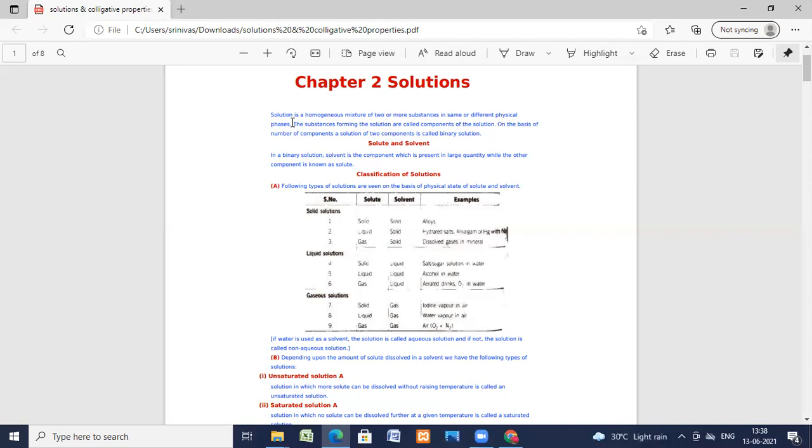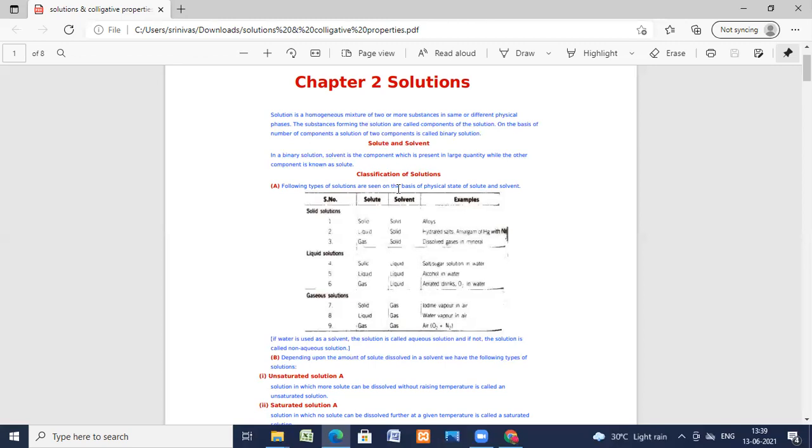The substances forming a solution are called components of the solution. On the basis of the number of components, a solution can have two components, that is a binary solution. The components of the solution are solute and solvent. The solvent is the component present in the larger quantity, while the other component, which is in lesser quantity, is the solute.